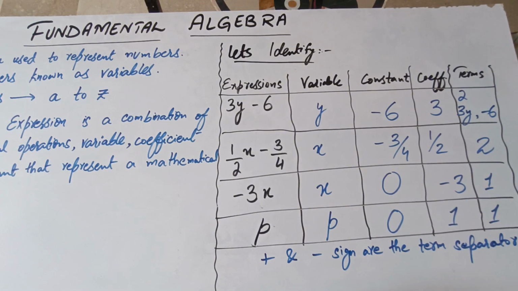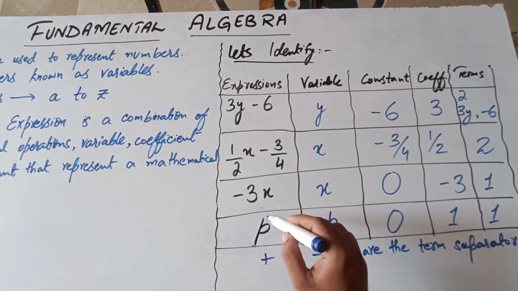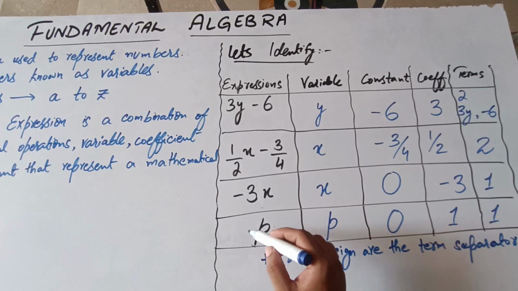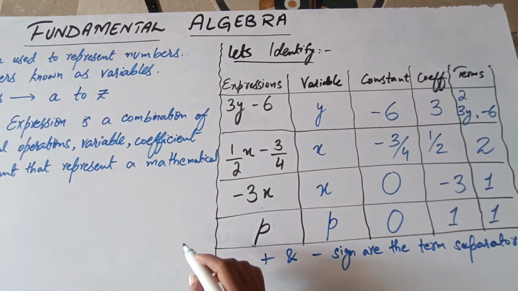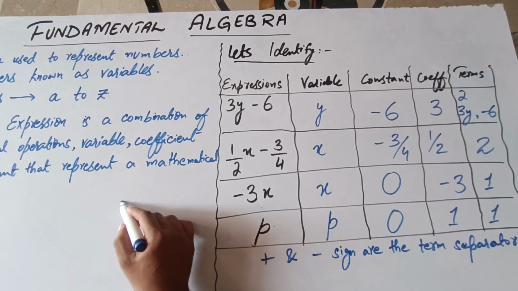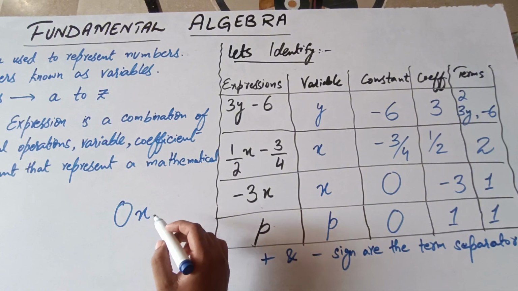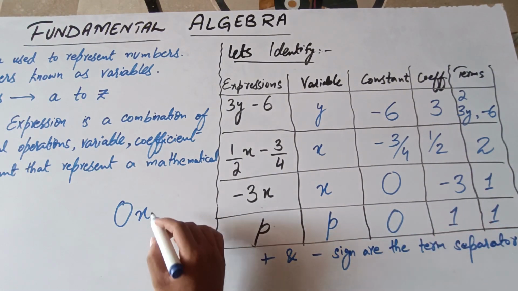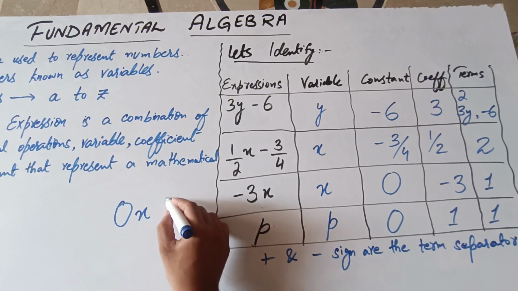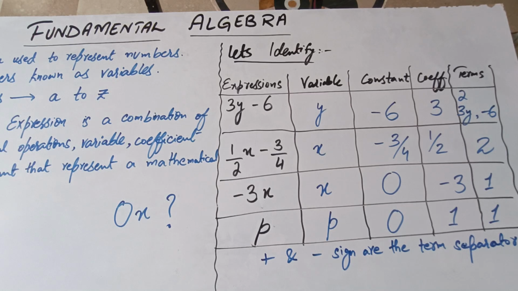So there is one question. You can give the answer in the comment box. Can this be an expression in which the coefficient would be 0? Would this be an algebraic expression or not? One more thing, in an expression there should not be any equals to sign. So expressions are written without an equals to sign.